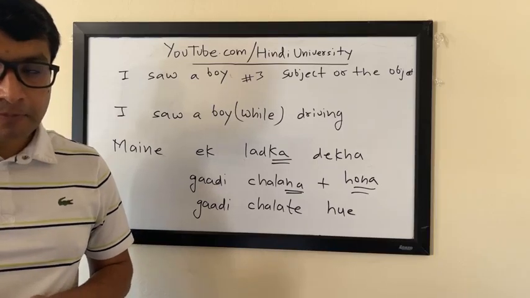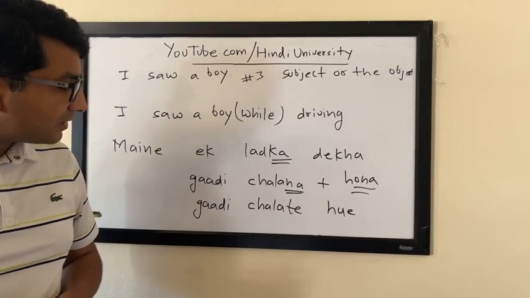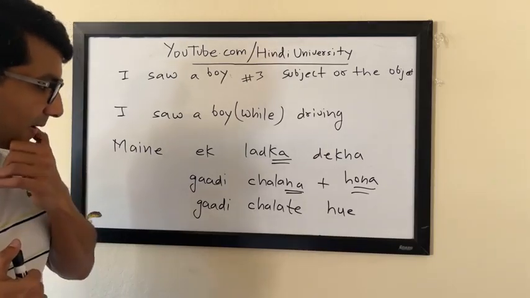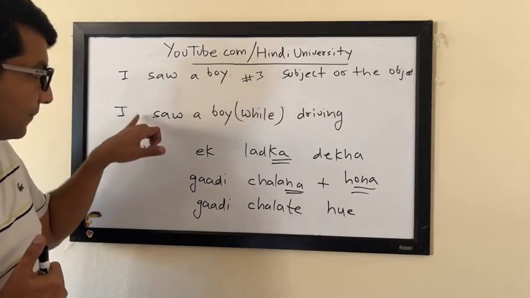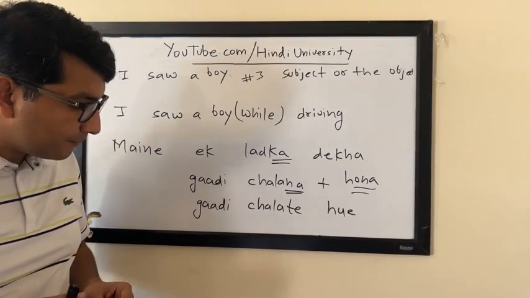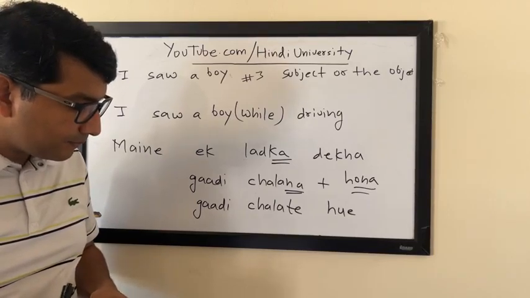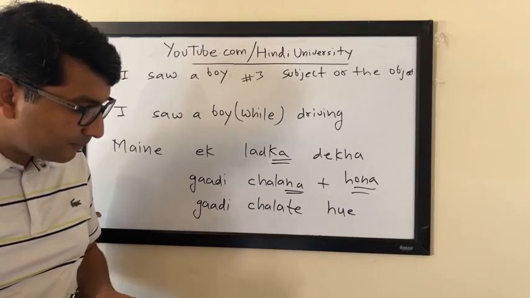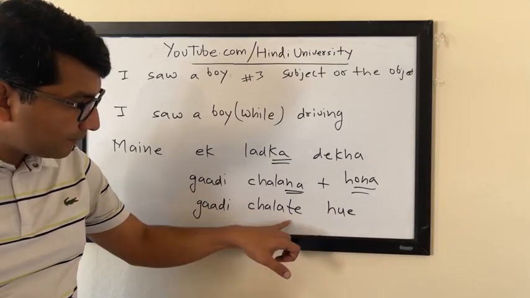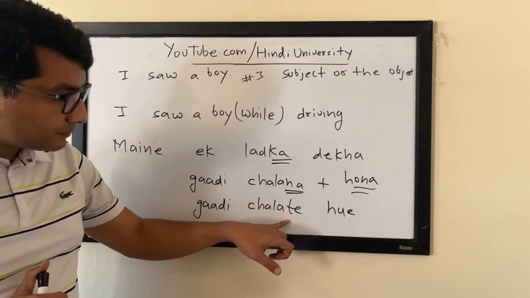So, okay, but I don't understand why we can't say chalata hua larka. Can I try a different form of explanation? I saw a boy is the first sentence. The second one is almost like I saw a boy who was driving. And the third one is I saw a boy while he was driving. So the third one goes into the oblique, as in te hue. Always te hue, even if it's a single boy or a single man. And even if it's a woman, it'll be the same.